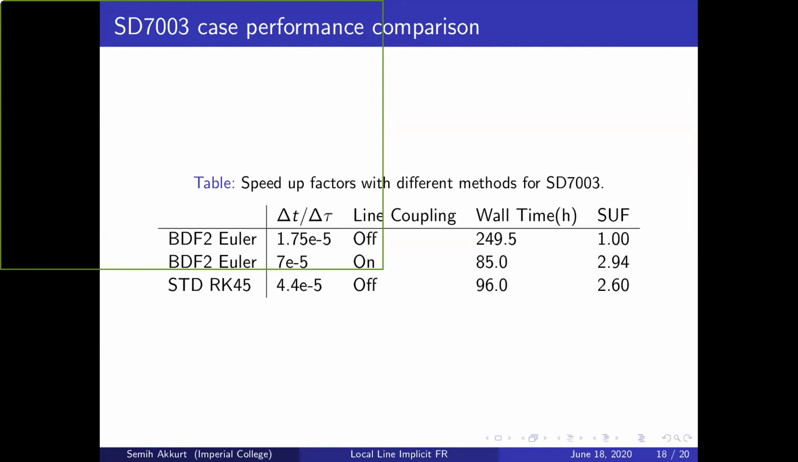But again, this is a compressible solver. So with standard RK45 with PI controller, I'm getting a 2.6x speedup. So if you compare the line coupling versus the best available, in this case it is only 1.1. But the work is still ongoing in this study.